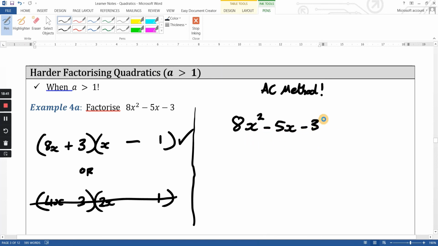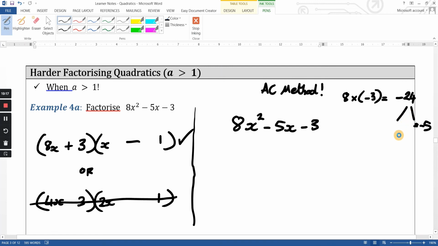So that's my quadratic expression. This is your A, the first number, and that is your C, the last number. Now you just multiply them together. So 8 times -3 gives us -24. Okay, and now you think of two numbers that multiply to give you -24, and at the same time give us the -5, which is what we want for your x.